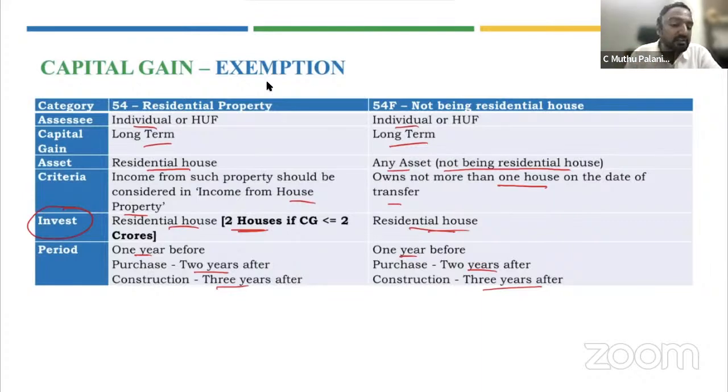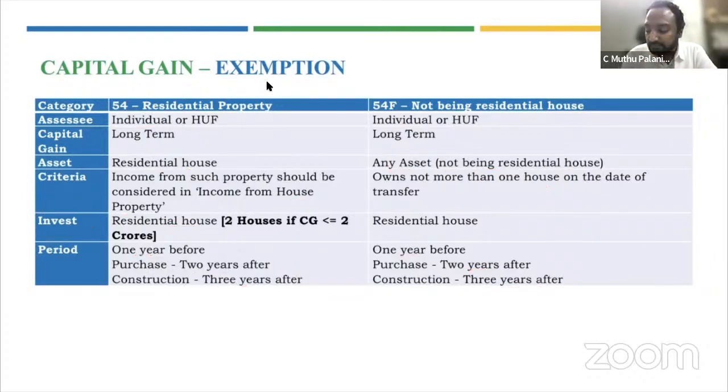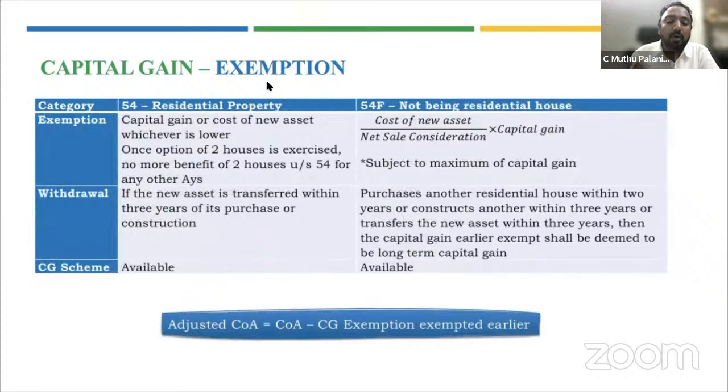If it is less than or equal to 2 crores, I can go for an option of 2 houses. I can invest in 2 independent houses. Generally, you can only buy one house, but only in this situation, you can buy 2 houses. Now, what is the exemption? Capital gain or the cost of new asset, whichever is lower.